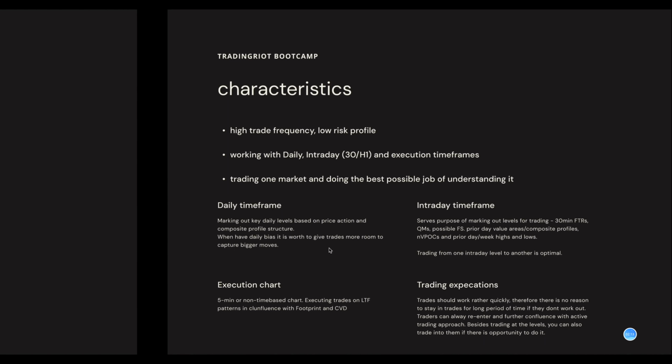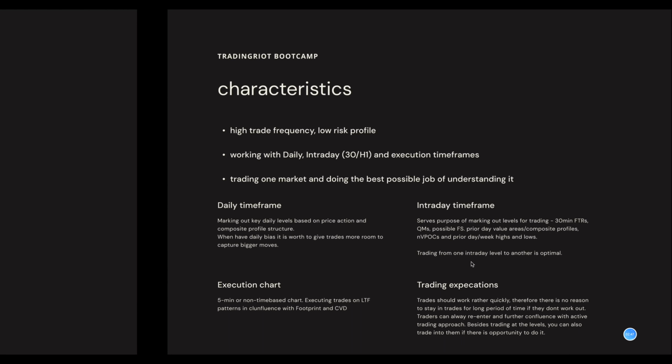The intraday time frame, which is this 30-minute to 60-minute chart, serves the purpose of marking out key levels for trading. These are 30-minute FTRs or clusters, QMs, and possible levels for failed swings; per day value areas of daily and composite profiles, naked points of control, and per day and prior week highs and lows. Also market profile structures such as poor lows and poor highs. You are trading from one intraday level to another, basically.